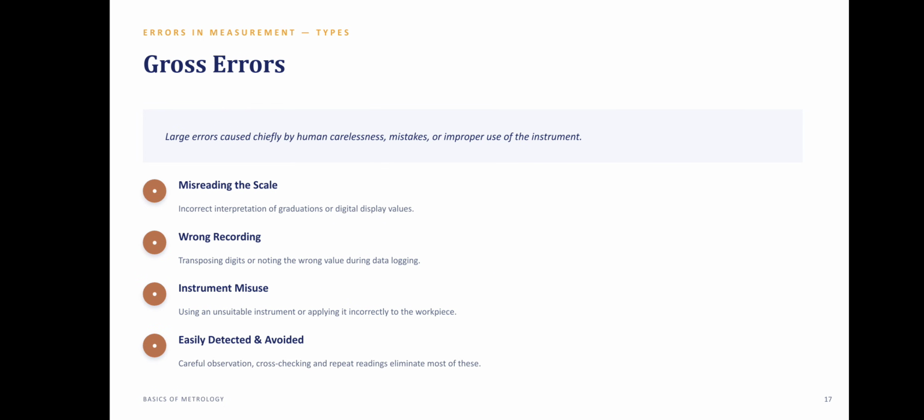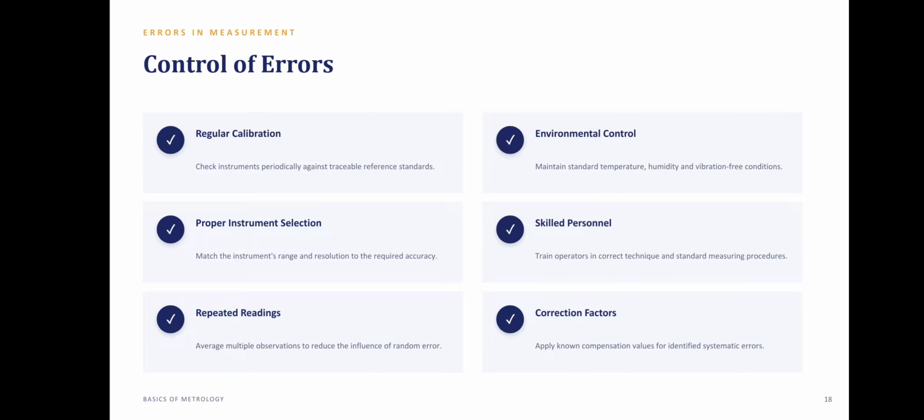Next one is gross errors. Gross errors are large errors caused chiefly by human carelessness, mistakes or improper use of instrument. That means misreading the scale, wrong recording, instrument misuse, easily detected and avoided, etc. These are the gross errors made by humans.